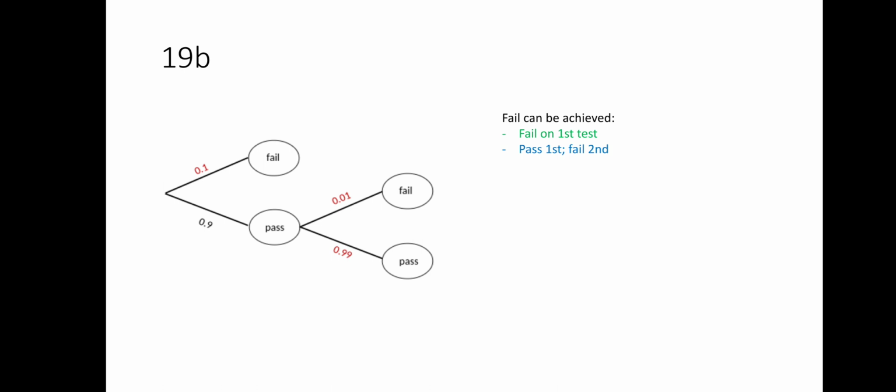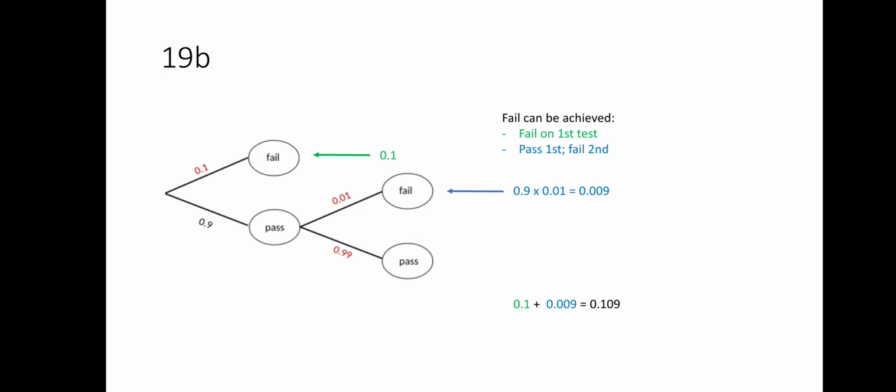So if we consider the green part first, which is failing on the first check, the probability of that is 0.1. And then if we consider the second possibility, it passes the first test and then fails the second one, the probability of that happening is the product of those two numbers. So passing the first check would be 0.9, failing the second check is 0.01. So when we take the product of these numbers, the answer is 0.009.